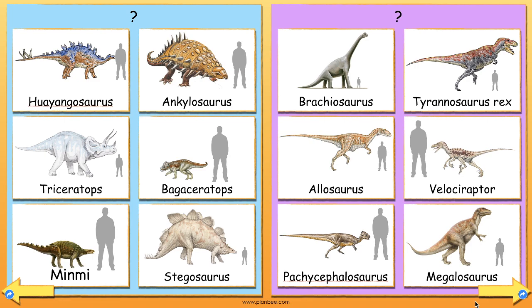So if you look carefully, in the second group, there's several that walk on 2 legs, but the Brachiosaurus walks on 4, so it can't be that. So what do you think we have used to group these dinosaurs? What do we think?